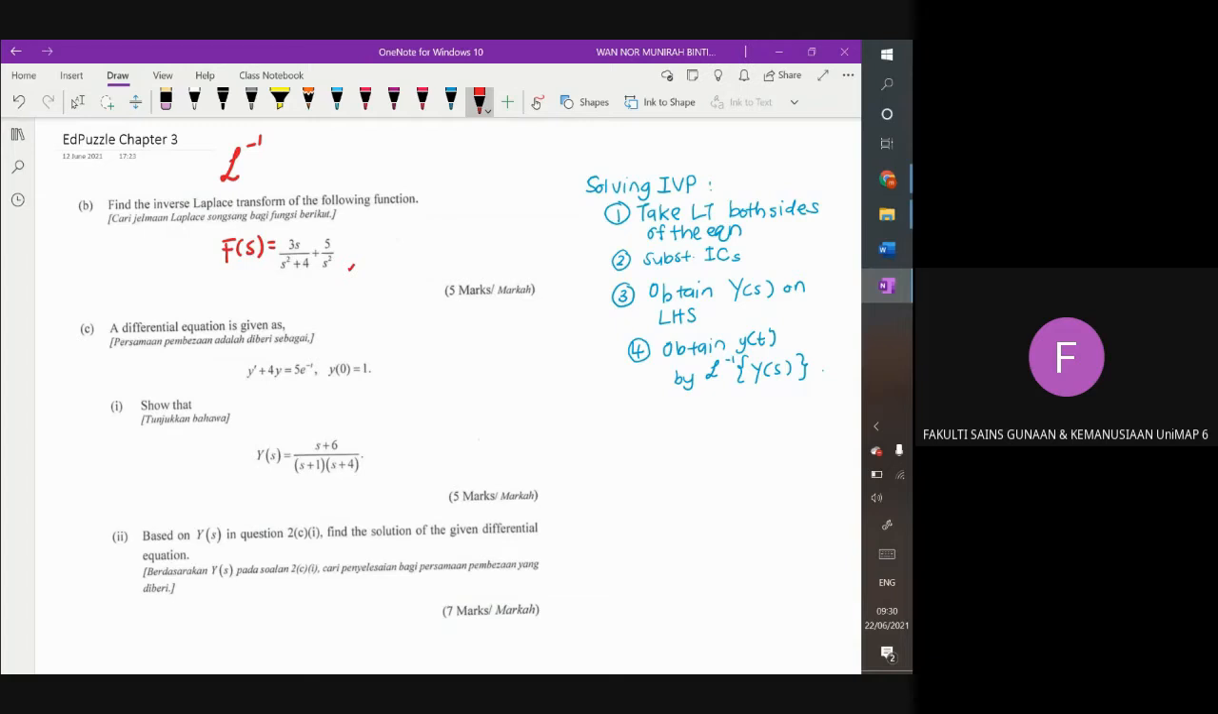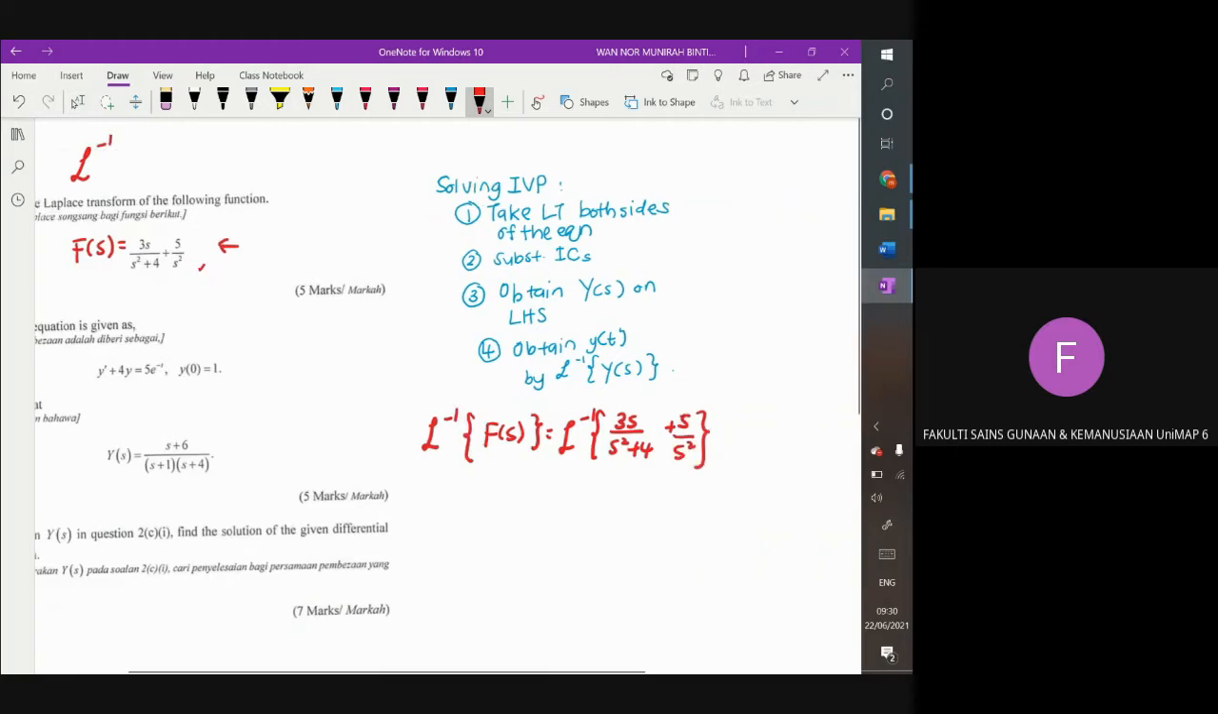As long as you name the function in the form of the complex frequency domain, F(s), don't name it f(t), because this function is in the s domain. So take the Laplace inverse of your F(s), which is the Laplace inverse of 3s over s square plus 4, plus 5 over s square.